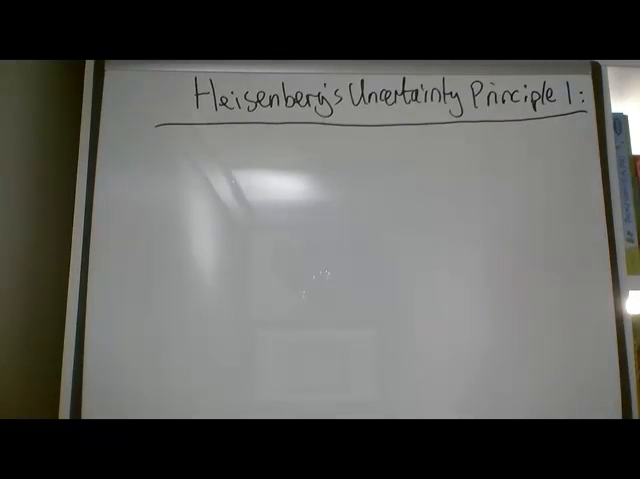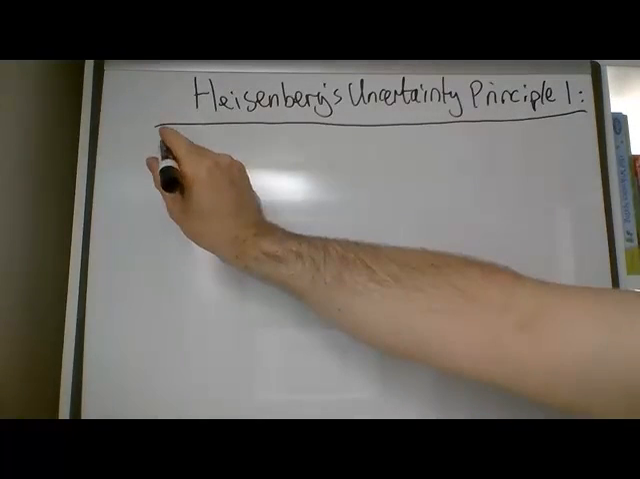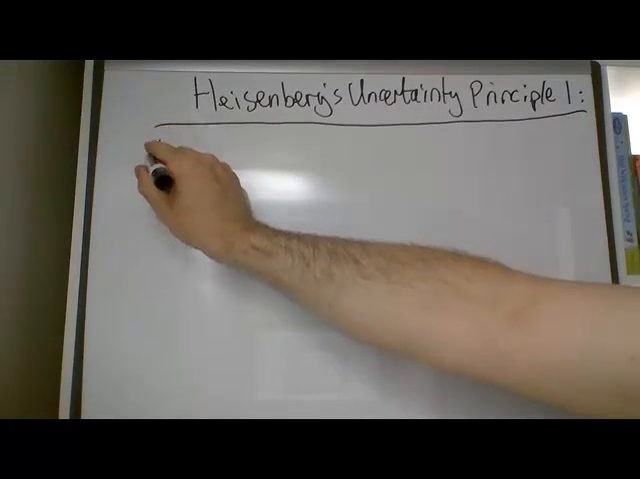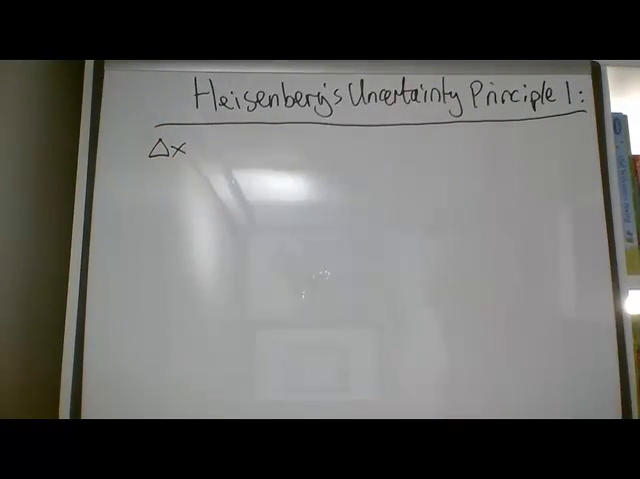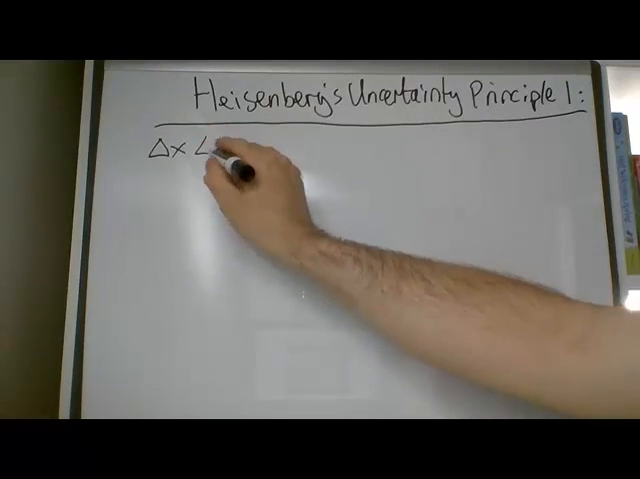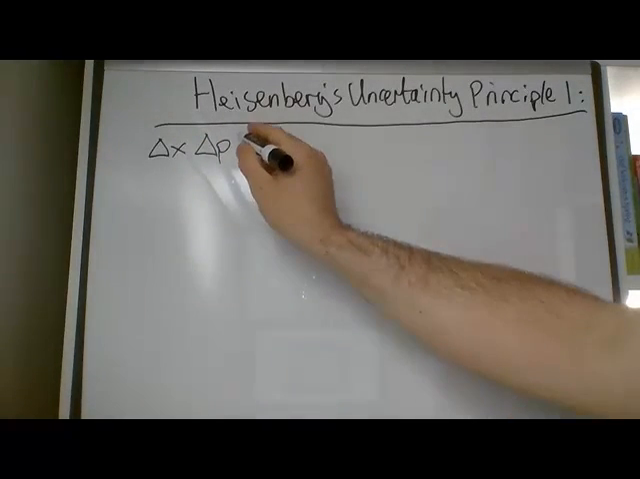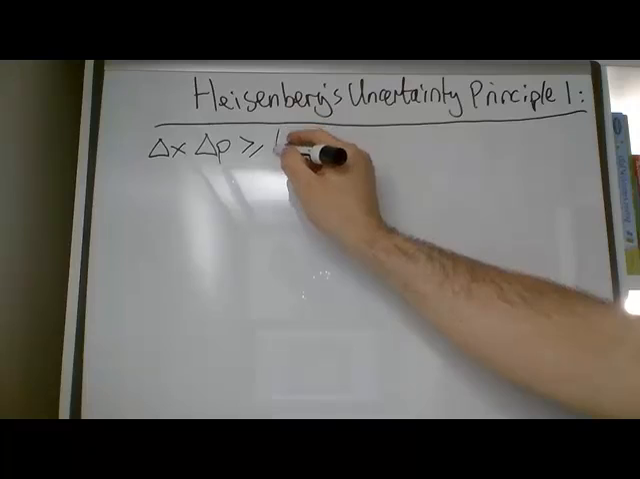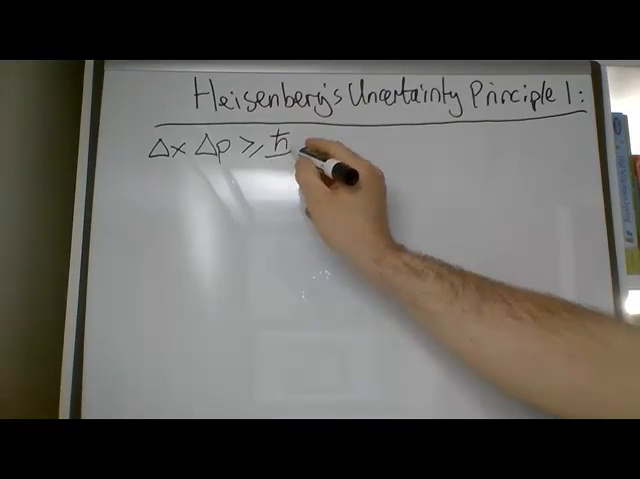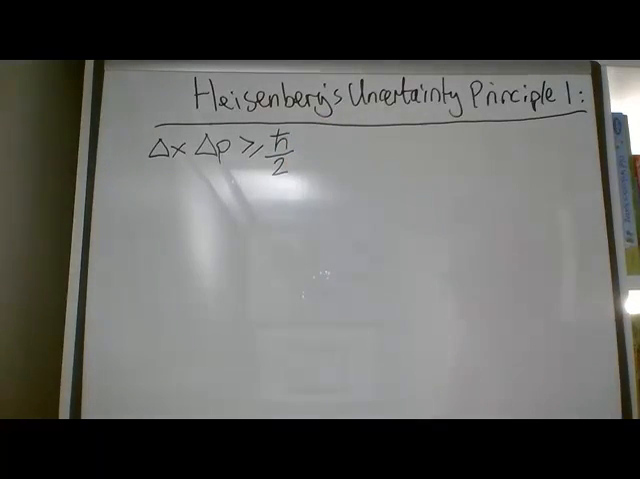So Heisenberg's uncertainty principle, or at least one way to represent the principle, is as follows. We have delta x, the uncertainty in a position x, as a product with delta p, the uncertainty in a momentum p, must always be greater than or equal to a small number which is equal to h bar over 2.